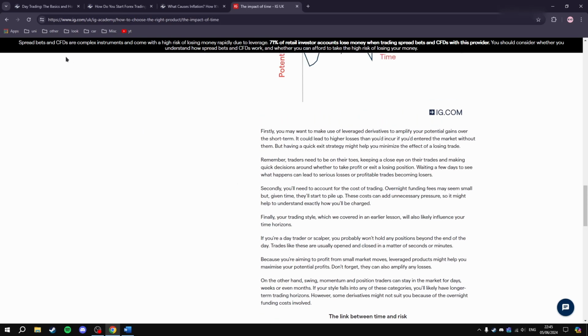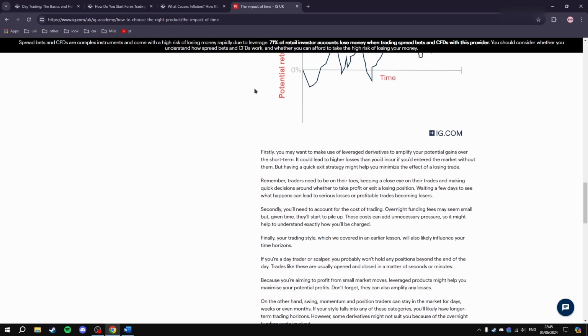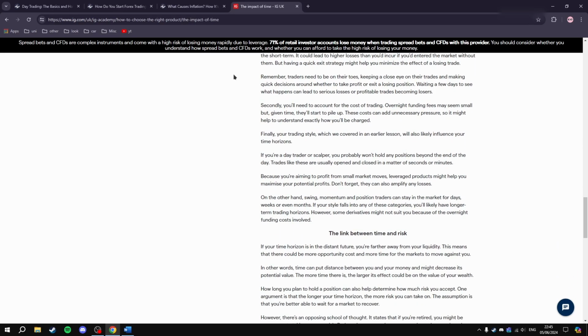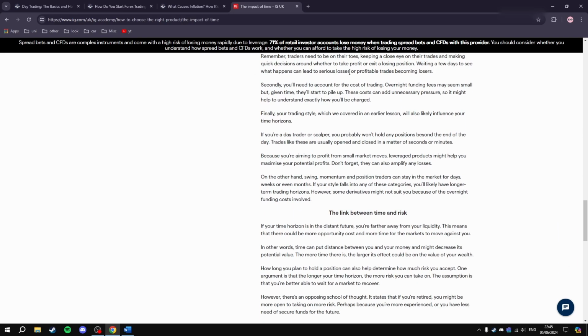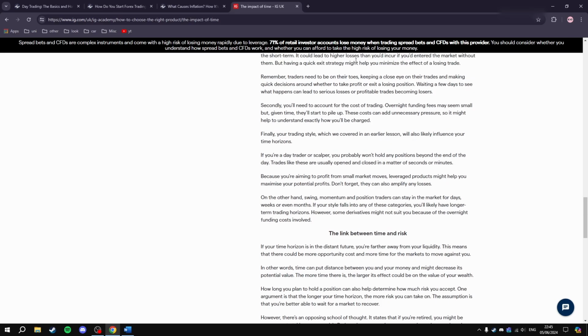Firstly, you may want to make use of leveraged derivatives to amplify your potential gains over the short term. It could lead to higher losses than you'd incur if you'd entered the market without them, but having a quick exit strategy might help you minimize the effect of a losing trade. Remember, traders need to be on their toes, keeping a close eye on their trades and making quick decisions around whether to take profit or exit a losing position. Waiting a few days to see what happens can lead to serious losses or profitable trades becoming losers.